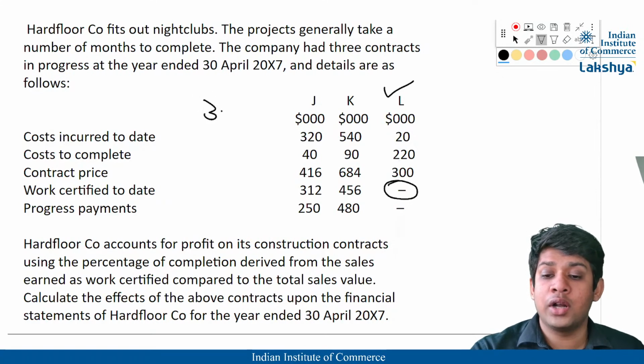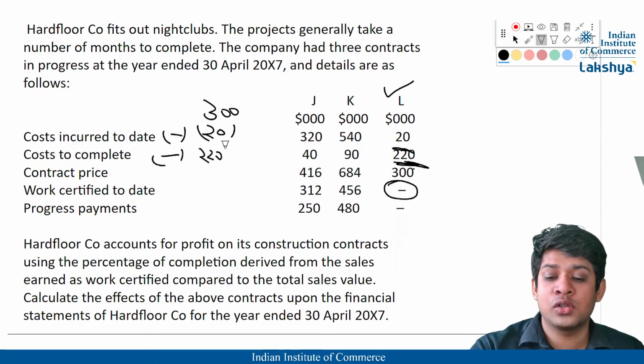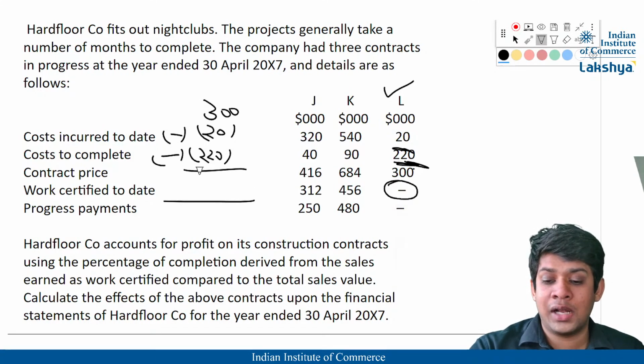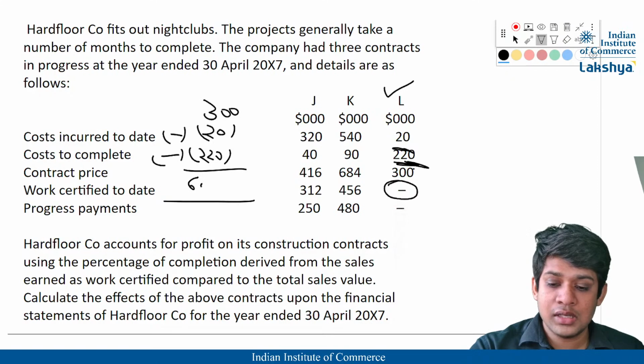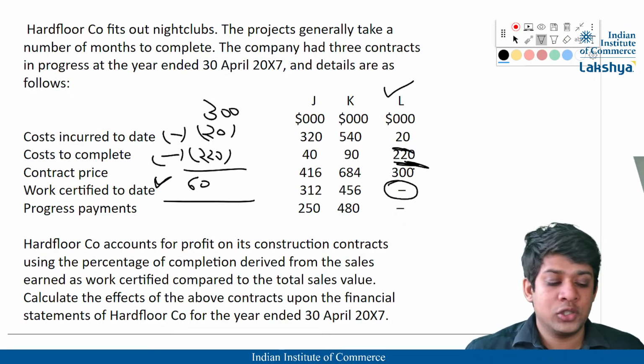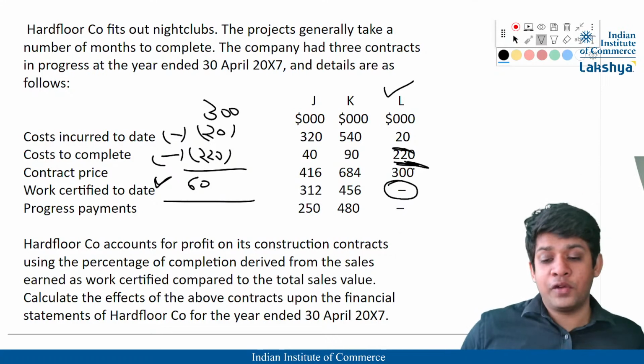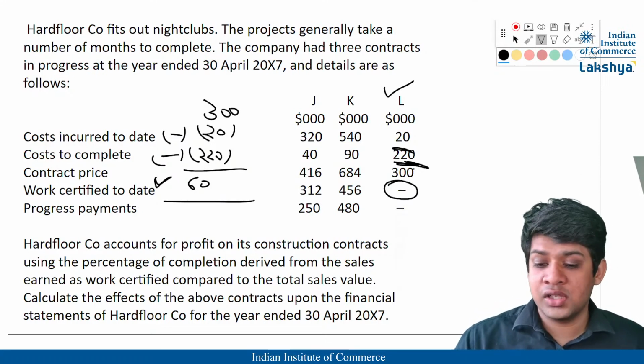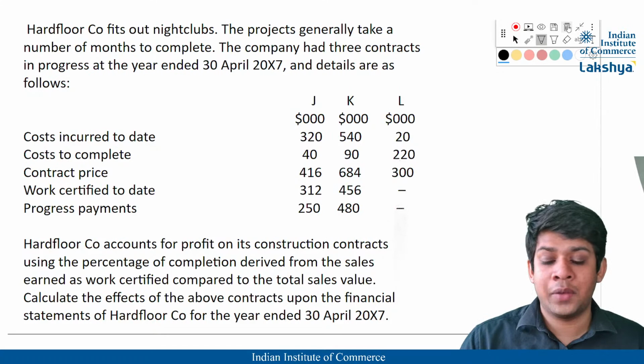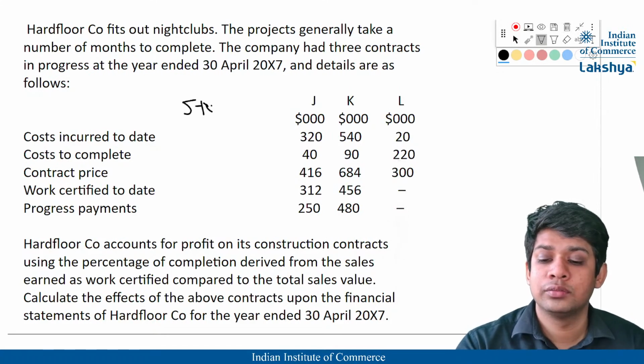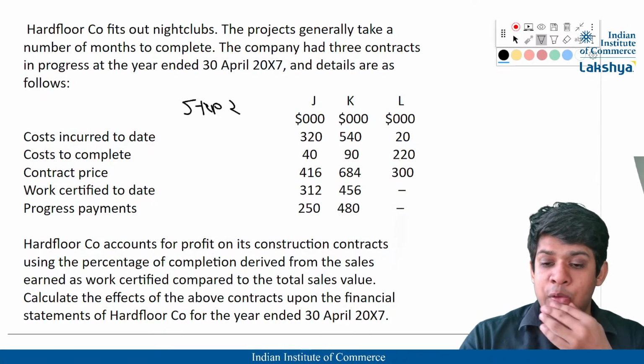Correct? So total contract price is 300. From that, your cost incurred to date is, sorry, 20. And the cost to complete the project is 220 more to be incurred. So this project is also profitable. 300 minus 20 minus 220, that is 60. Correct? So this project is also going to be profitable for you. So we have identified this using the first step, and I hope it is clear to everyone. Now we jump to step 2, that is measuring the progress.